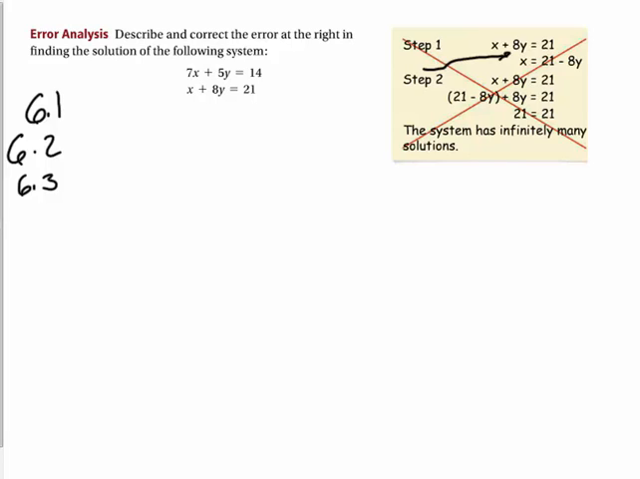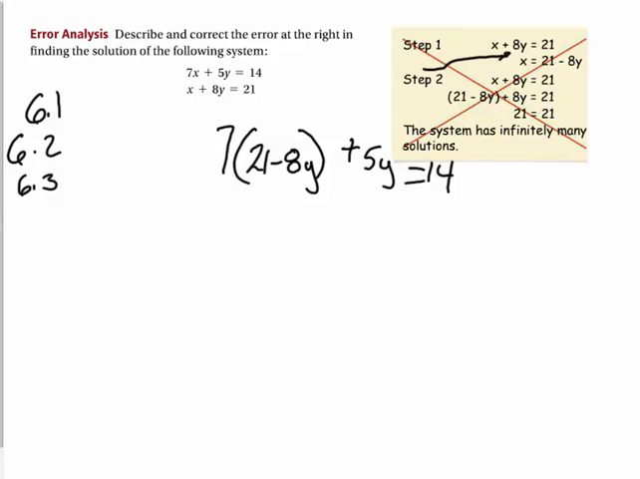Then in step 2, they take what is x, 21 minus 8y, and they plug it in to what? Can anybody see what the problem is with the second step? The second step has a very big problem. Hopefully everybody sees that what they should have plugged the 21 minus 8y into is the other equation. So it should be 7 times that plus 5y equals 14. They plugged it into the same equation.